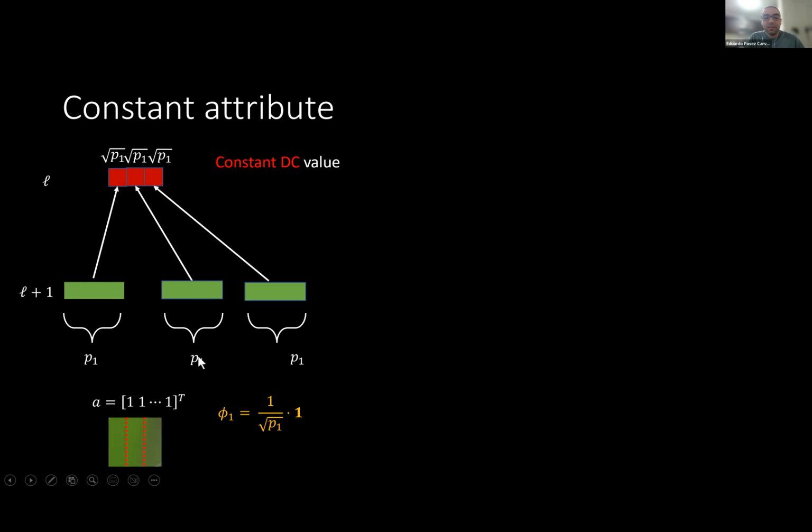So when you compute the DC coefficient, you do an inner product with this signal here, the constant signal normalized by the square root of P1. If you do this, the inner product of the signal with the all one signal, you obtain three low pass coefficients, where the value is square root of P1. So basically you map a constant signal to another constant signal.